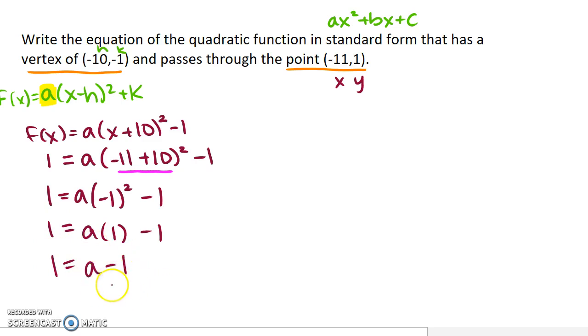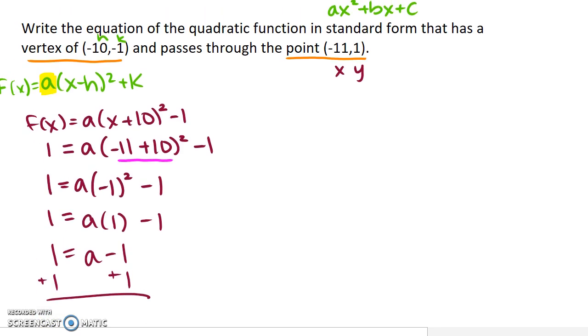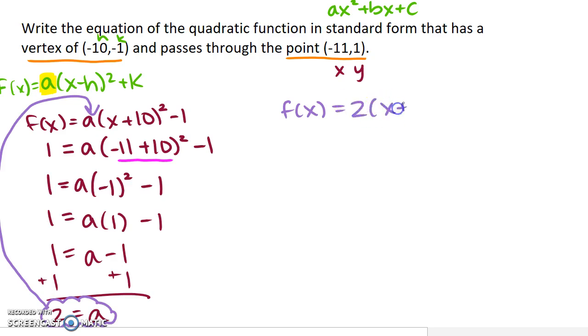From here, to get a by itself, you add 1 and add 1. So that'll give you an a value of 2. Now that we have our a value of 2, we can take this and substitute it into our equation, which will give us f of x equals 2 times x plus 10 squared minus 1. Now this is awesome. This is in vertex form.